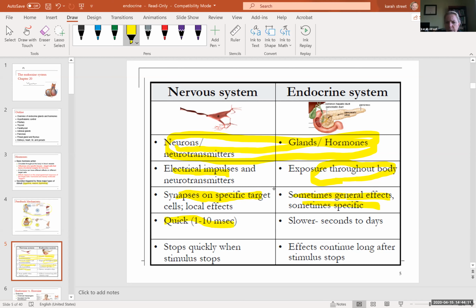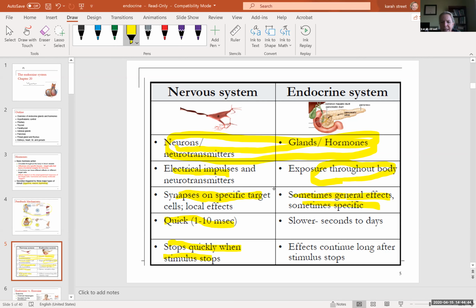The neurotransmitters don't last very long. They lead to action potentials. They are very short-lived. So neurons stop firing when their stimulus stops. Hormones are not that way. Endocrine glands can keep releasing the hormone if they're not getting the feedback, if they're not getting the signal that other target cells are behaving like they should. Hormones can last for a long time.